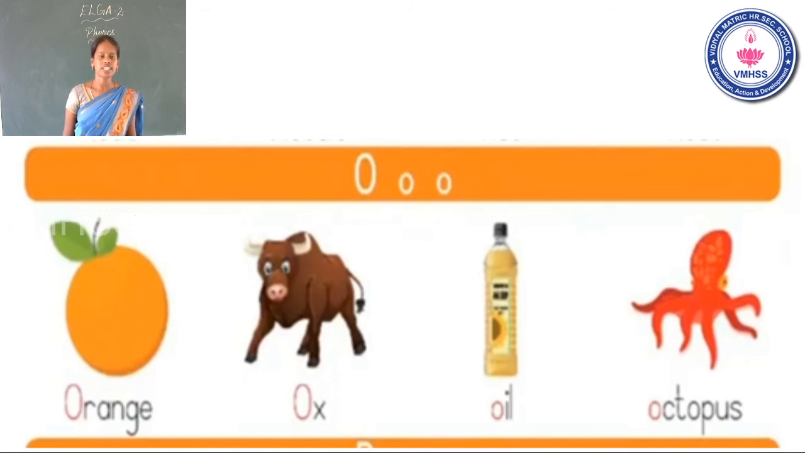Once again I read it so you can follow me. The first one is orange. Second one is ox. Third one, oil. Fourth one, octopus. It's clear? Now go to the next letter.